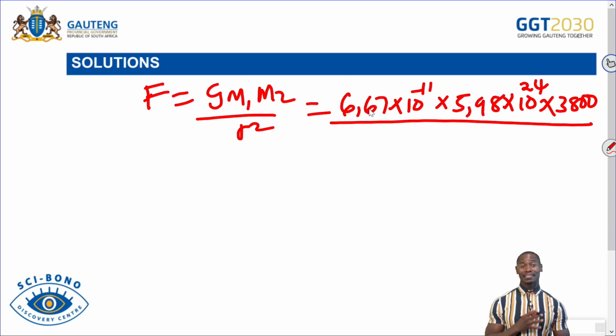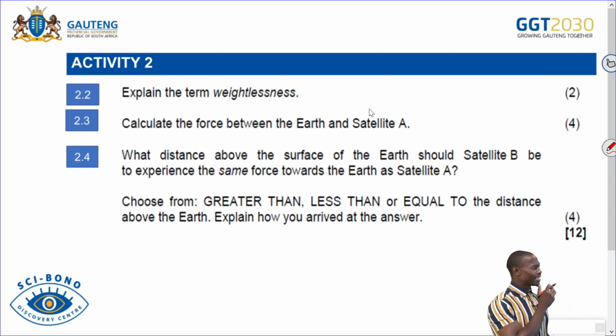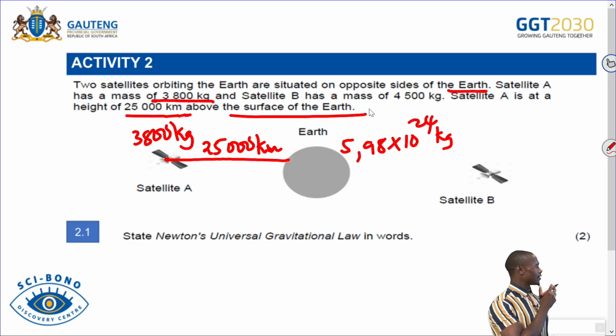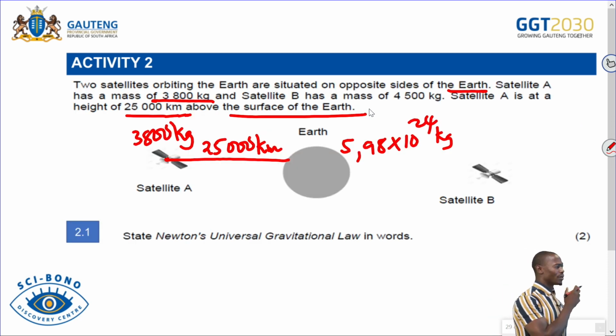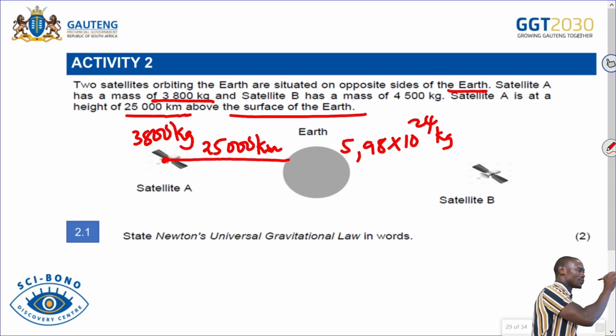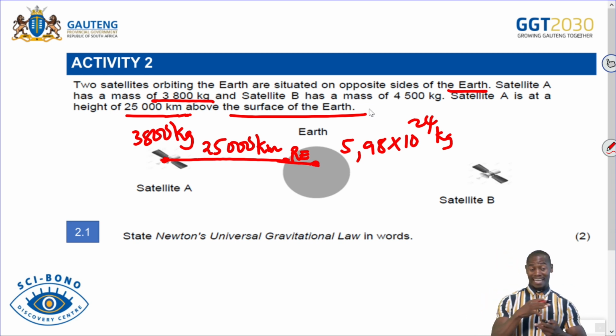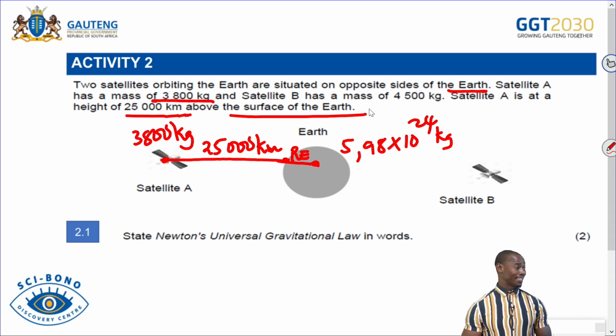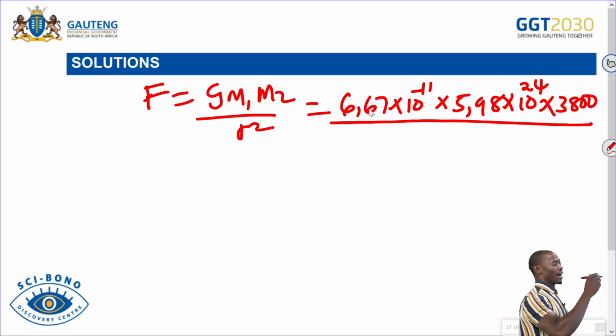This is very, very important. Is the distance between the centers? Is the distance given that 25,000 kilometers between the centers? No. It's from the center of the satellite, which is satellite A, to the surface of the Earth. But the distance should be from center to center. So here, we need to add the radius of the Earth, so that we have R, the distance between the centers.